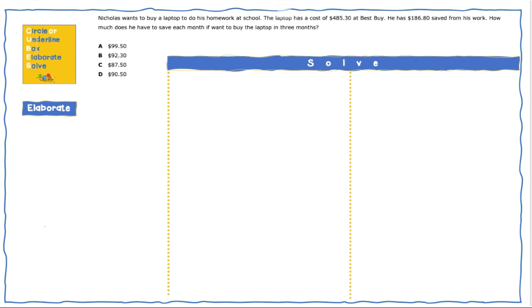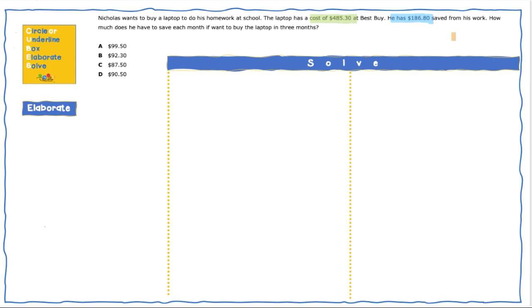Oh, this one has information about math because it says the laptop has a cost of 485.30. Then I continue reading, and it says he has 186.80. This is what he has. Is that enough to afford the laptop? Not at the moment, right? I'm going to continue reading.